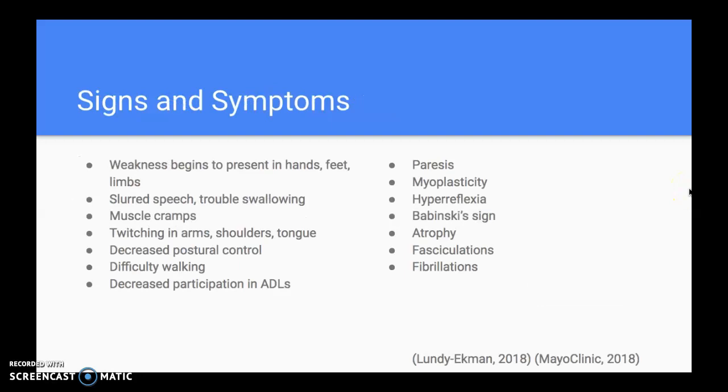For the signs and symptoms, weakness usually will begin to present in hands, feet, and limbs. There could be slurred speech, trouble swallowing, muscle cramps, twitching in arms, shoulders, tongue, decreased postural control, difficulty walking, and an overall decreased participation in ADLs. When we're documenting or reading any documentation with these clients, with regards to their signs and symptoms, we may see things such as paresis, myoplasticity, hyperreflexia, Babinski's sign, atrophy, fasciculations, and fibrillations.